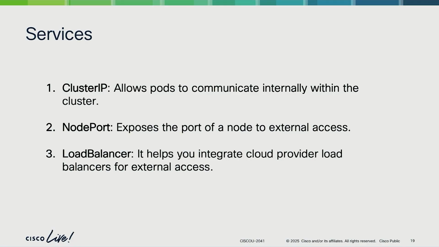So these are the three primary services provided by Kubernetes. Cluster IP. Cluster IP is always used for pods that want to communicate internally. You don't expose these instances outside the cluster.